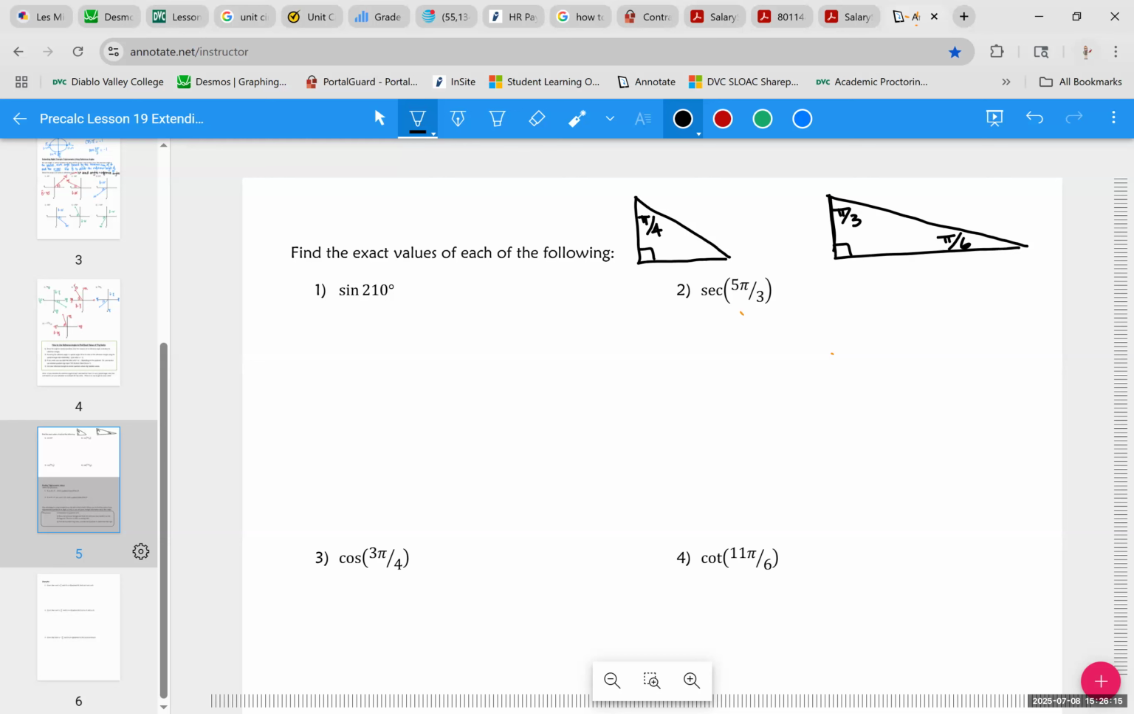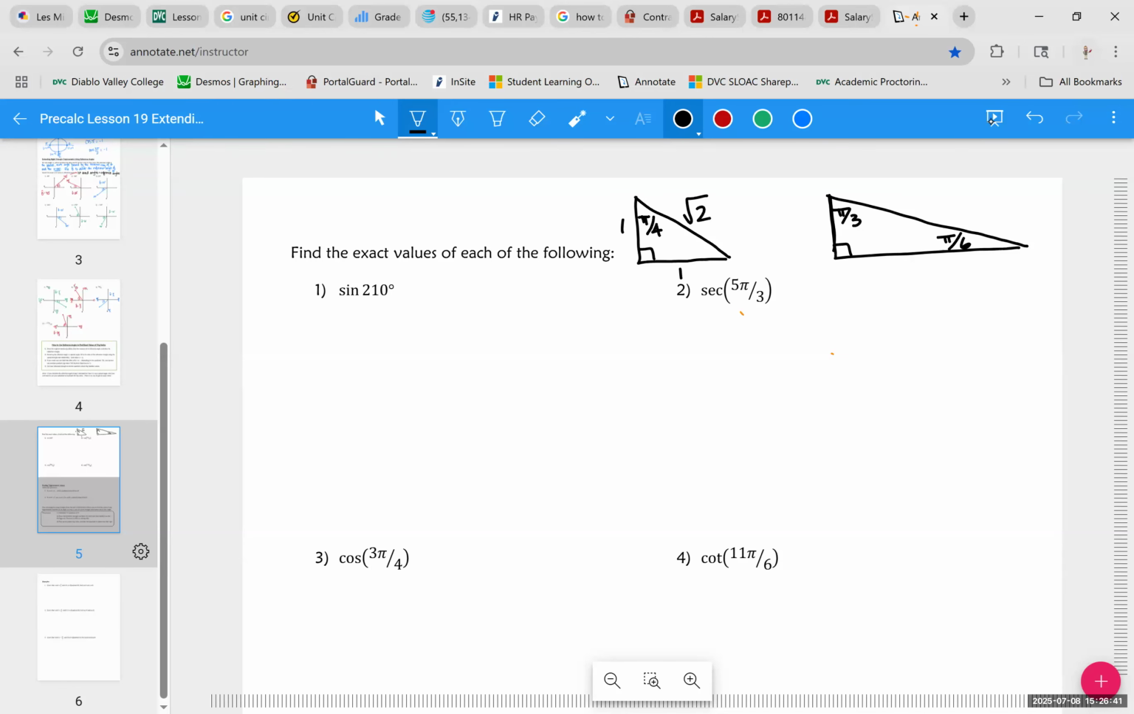Now, remember we learned them as A, A, and A root 2. But then when we did the whole opposite over adjacent, the A's canceled, and so you just had 1 over 1. A could be any number, so we're going to re-memorize these with A just being 1. So I'm going to call these sides 1, 1, and root 2.